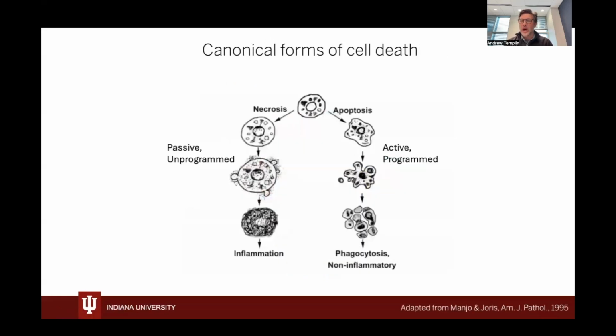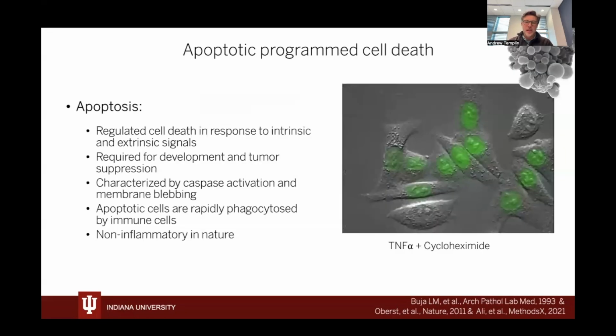And there are two canonical forms of cell death that we understand. The first is necrosis. It is a passive and unprogrammed form of lytic cell death. This could occur, for example, by cellular trauma or freeze thaw of cells. There's also apoptosis, which is considered an active and programmed form of cell death, which is non-inflammatory. And really, traditionally, it's been thought that all signaling that would elicit cell death would occur via apoptosis. So I'm going to tell you a little bit more about these programmed forms of cell death.